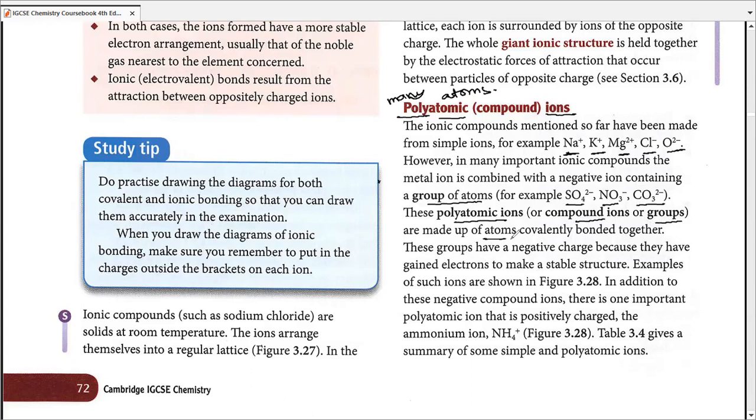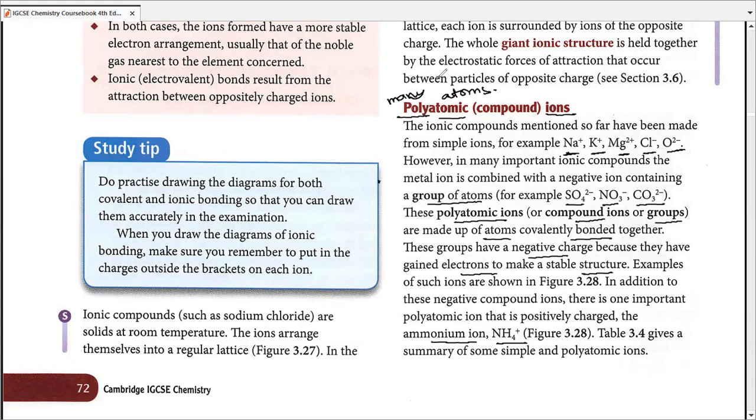They are made up of atoms which are covalently bonded together, but they have a charge because they have gained electrons to make a stable structure. They might have a positive charge too, a polyatomic ion with a positive charge. An example can be given for the ammonium ion, the formula for which is NH4 +.